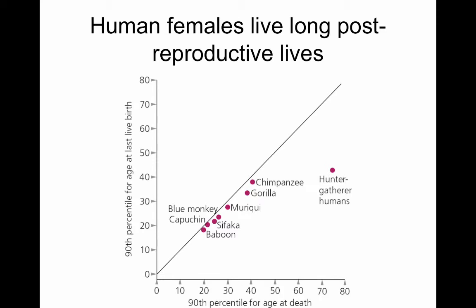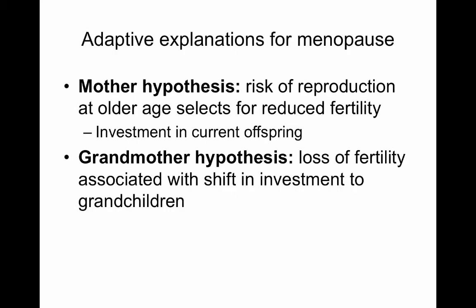In humans, we have particularly long post-reproductive lives compared to other primates. We live far too long and have sort of grandparent years that other primates don't have. And there are some explanations for menopause in humans. This doesn't occur in human males, who remain at least partially fertile well into their later years.